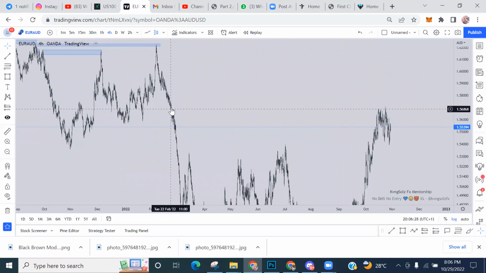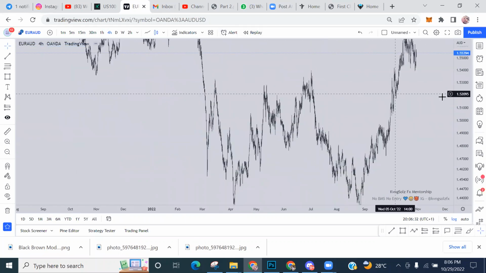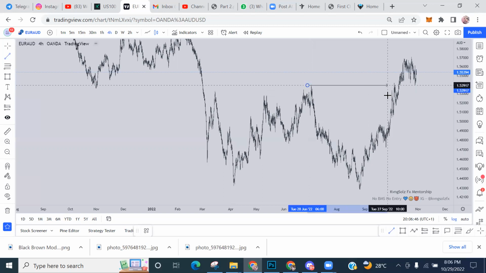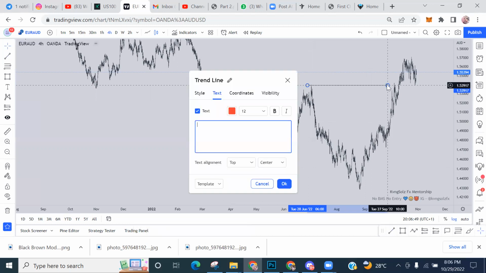You will now look for zones from this one upward. Make sure that, and then you can just call this one your liquidity grab. Let me see. Okay, so you just call this one liquidity, and this one liquidity.